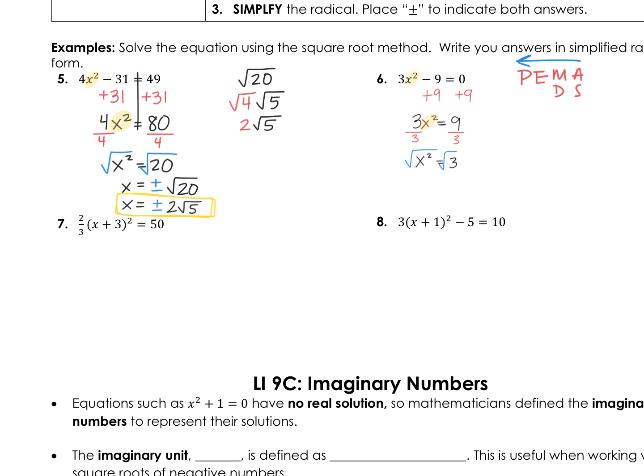As soon as you take a square root, please write plus or minus. Don't forget it, and then miss a point every single time. That would suck. Okay, x equals plus or minus square root of 3.